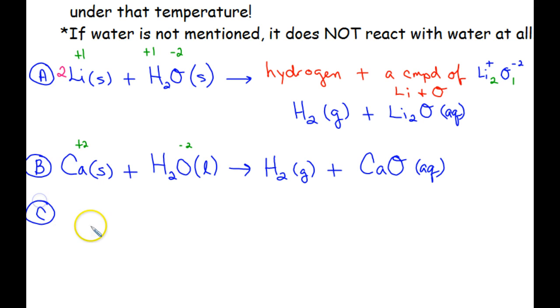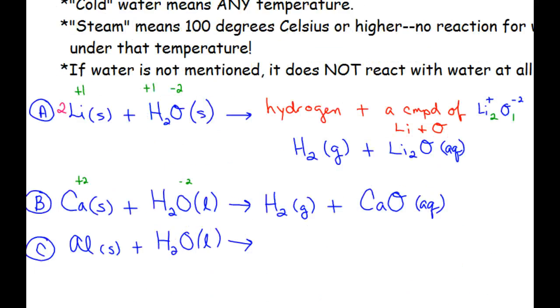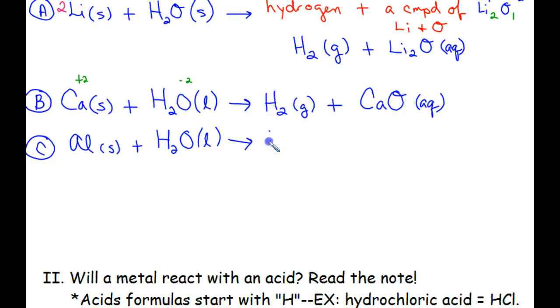Next example, let's look at aluminum, which is a solid, and liquid water. Now I'm sure if you think to yourself, if I put a piece of aluminum foil into a glass of water, nothing's going to happen. Well, if we check our activity series, we see that that's true. Aluminum will only react with water when it's in the form of steam. So liquid water is not hot enough. So this one would be no reaction.